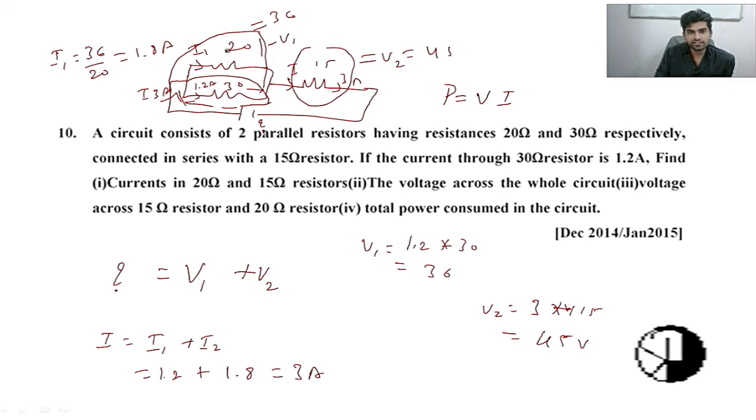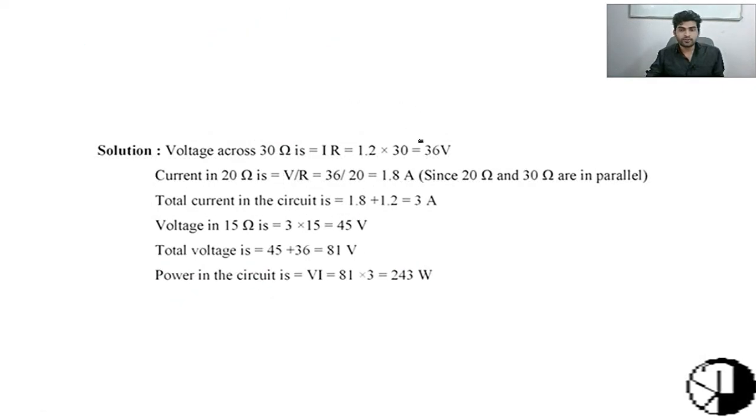So add these two values: 45 plus 36 is 81. So the supply voltage is 36 plus 45, that is 81 volts. Now we can calculate power. Power is equal to 81 into 3, that is 243. So there is 36 volts across the 30 ohm resistance, 1.8 is the 20 ohm resistance current, 3 amps is the total, and 45 and 81 volts, and the power is 243 exactly.